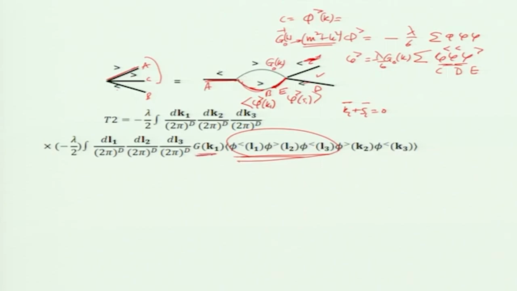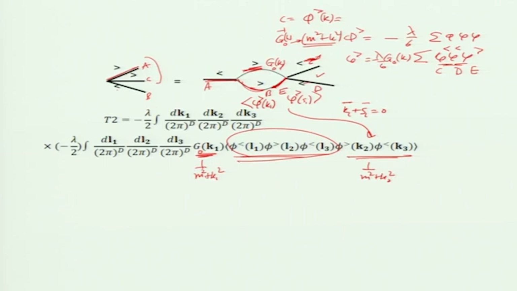This Green's function is coming from here, this G_k1, and this is the correlation function. It turns out for an equilibrium system, the Green's function and correlation function are the same. In fact, I should call it G naught, the linear Green's function. And what is this one? This is m squared plus k1 squared, and this is m squared plus k2 squared.